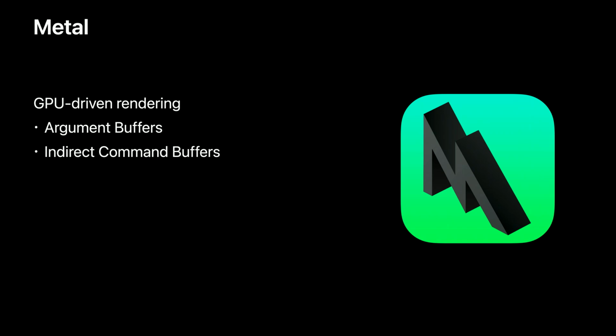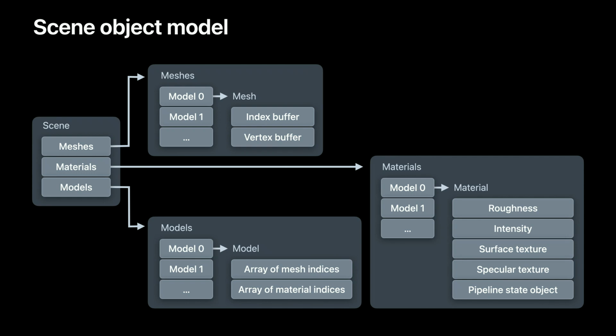But Metal also exposes the capabilities of the Apple GPUs through GPU-driven rendering. This is a fairly modern concept, possible in Metal thanks to argument buffers and indirect command buffers. Traditionally, the render loop is driven by the CPU. This is because the data set and the process required to traverse it are complex. We need several structures to define the entire scene. In this example, our scene contains a list of meshes, materials, and models. Each model will contain indices to a parent mesh and a material.